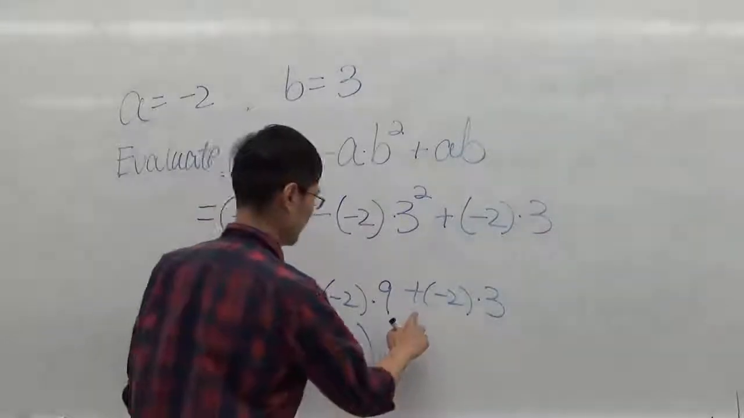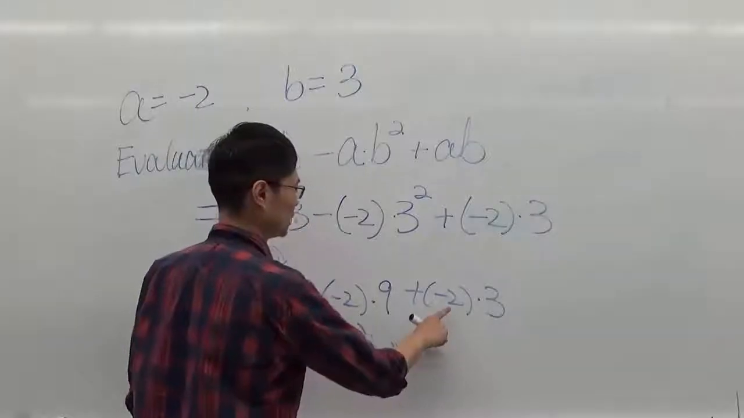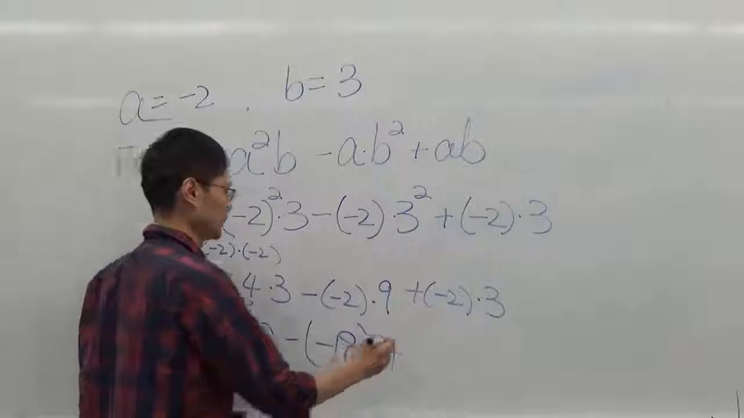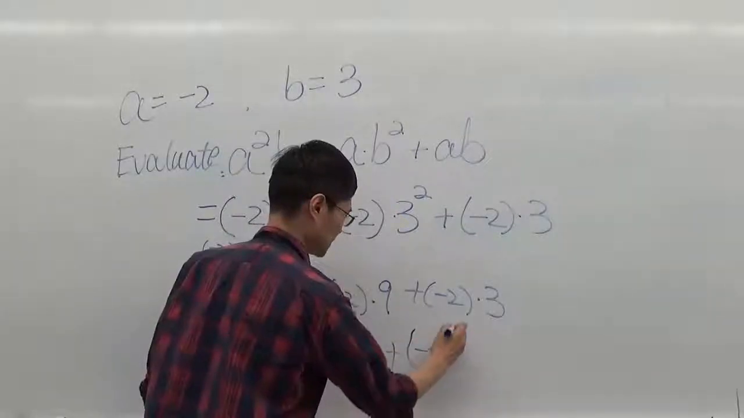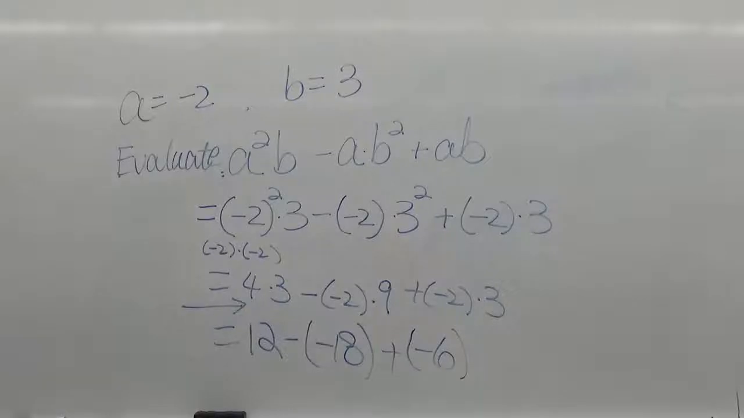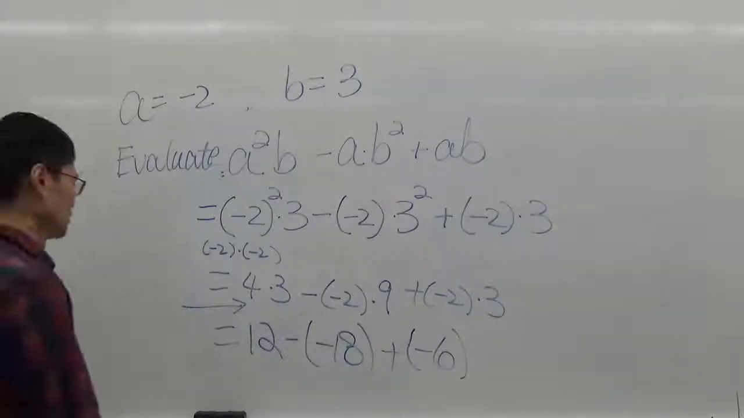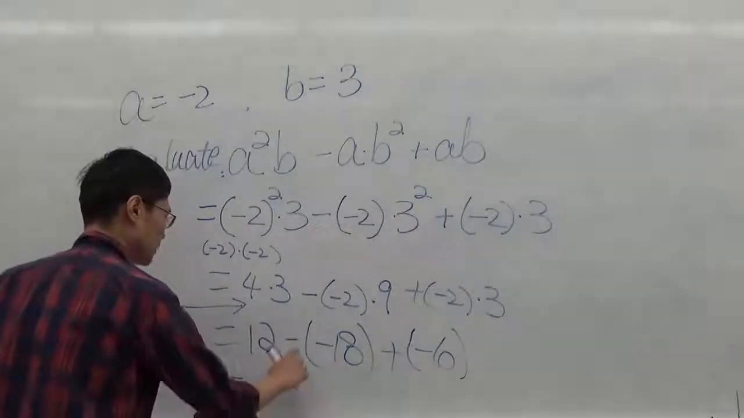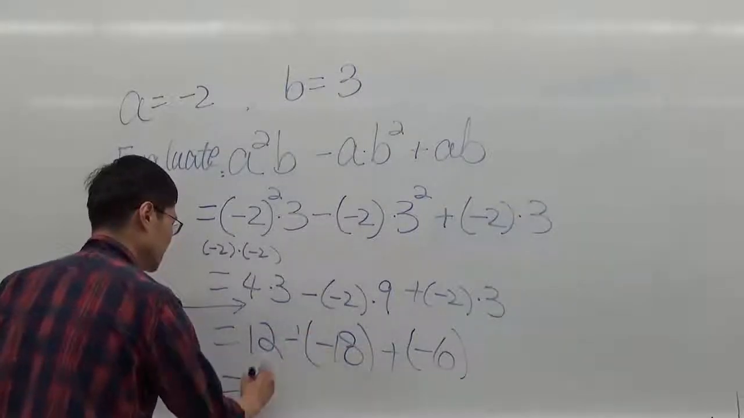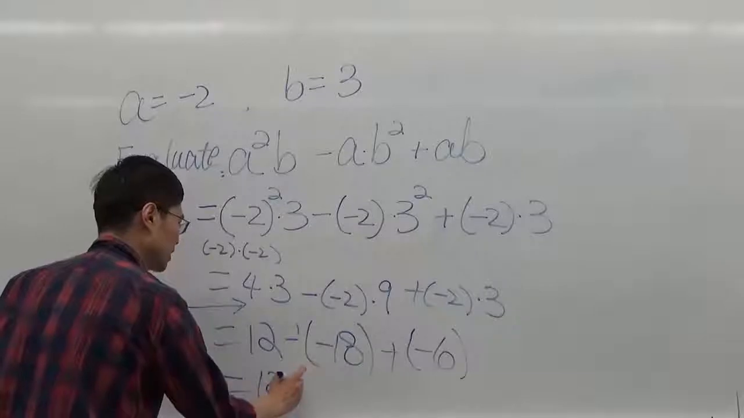Here I have a plus. I keep that. So it's -2 times the 3. That's going to be -6. Now we just have to add those numbers. Before we add, let's open the parentheses. For the first one, I'm going to think there's a 1, so it's -1 times -18. Negative times negative is positive.